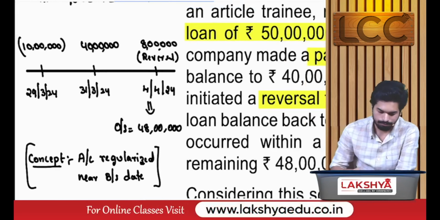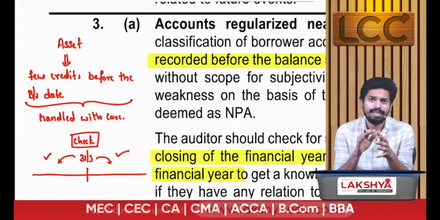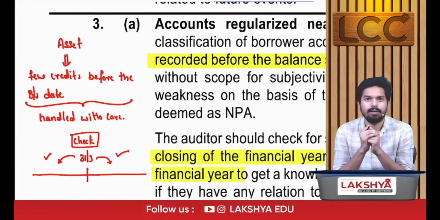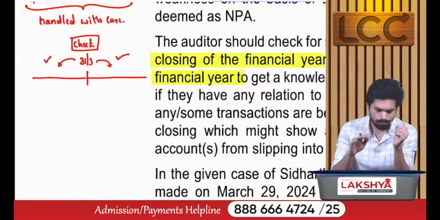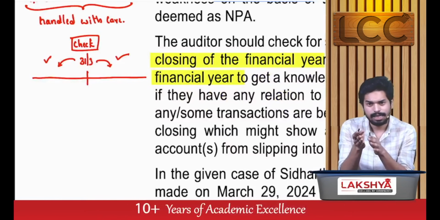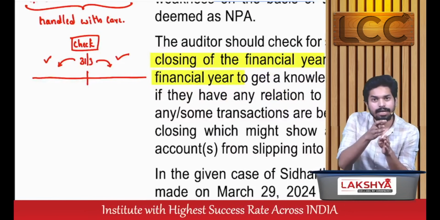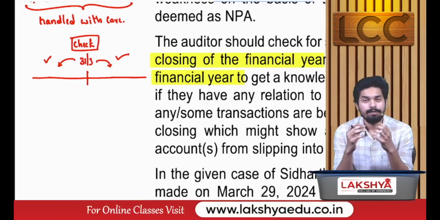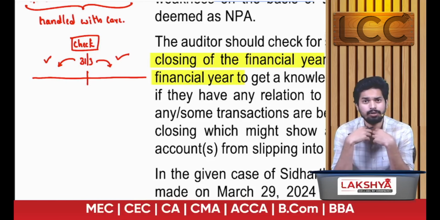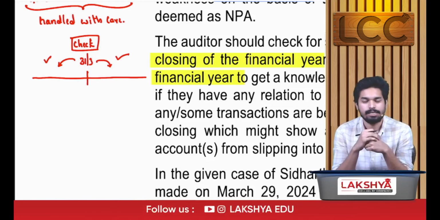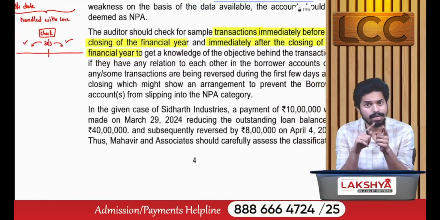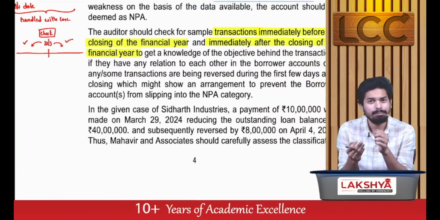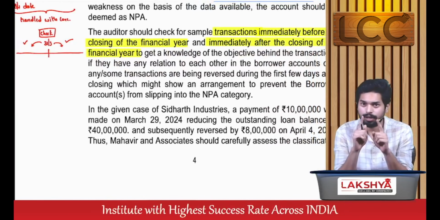Yes or no? So, if any asset has a few credits exactly before the balance sheet date, the auditor has to handle it with care, and the auditor has to check a sample of transactions exactly before the end of the financial year and after the end of the financial year, because they may have some relation to each other, where after checking those transactions you get to know the exact objective behind those transactions, because sometimes the bank may make an arrangement with the borrower to prevent the borrower account from slipping into the NPA category. That's why you have to handle that with care.